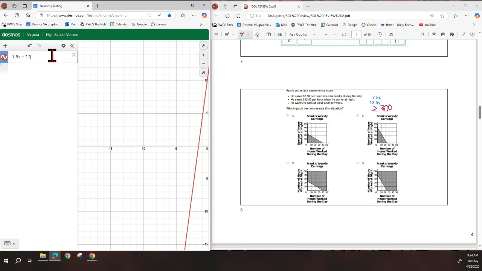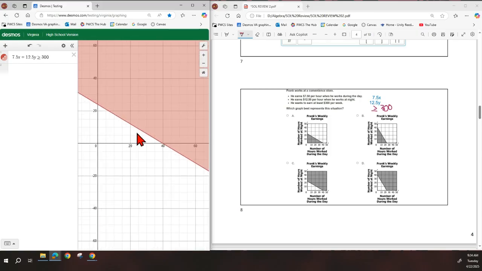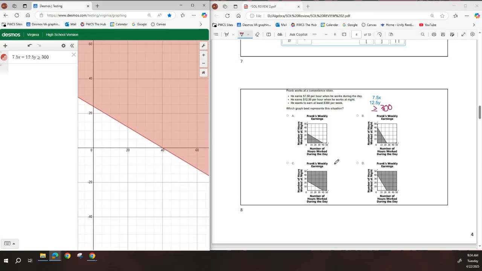And so this would be where we can type our equation in and see which picture matches. It's going to be C or D because the shading is on top. And it looks like it is C based on where it crosses the Y and X axis.